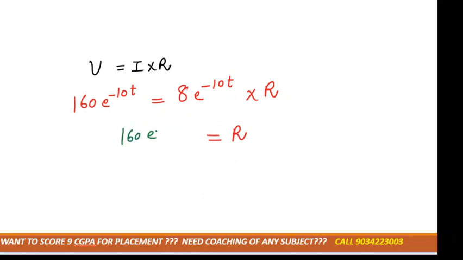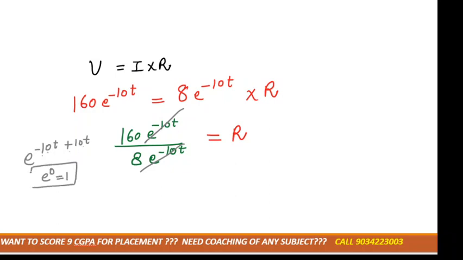So that would be 160 e raised to power minus 10t divided by 8 into e raised to power minus 10t. The e raised to power minus 10t would be cancelled out because it is the same. Or we can do it like e raised to power minus 10t going up, that is plus 10t, so e raised to power minus 10 plus 10 is 0, and anything raised to power 0 is equal to 1. We can solve it further, that would be 20. So what we got, R value is equal to 20 ohm.